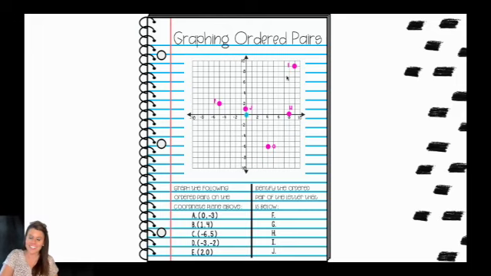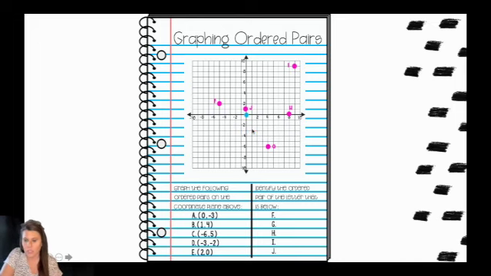So let's take a look. So we're going to start with A through E first. And so we are going to look at (0, -3). So that 0 tells me to stay where I'm at. And that -3 tells me to go down 3. So that is my point. And then I'm going to label them accordingly. So this one was called A. So that's why I put an A next to it.